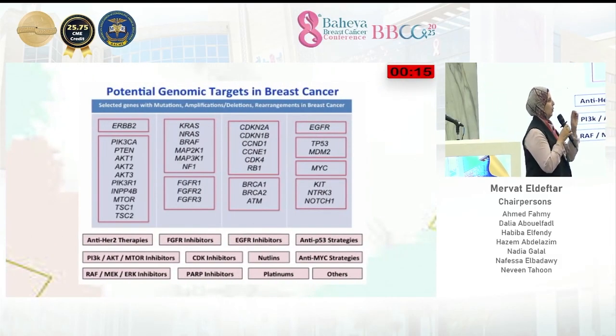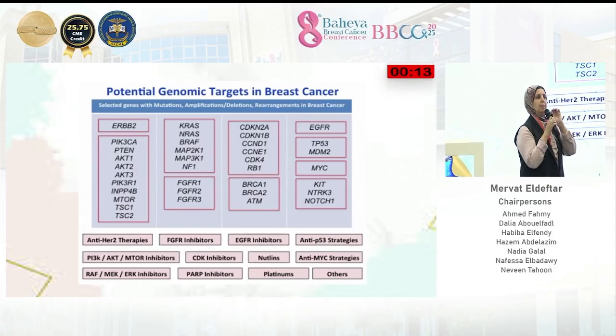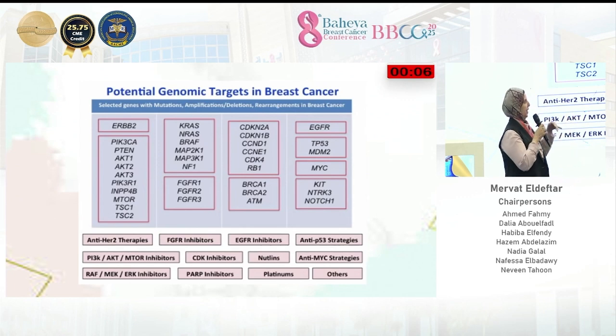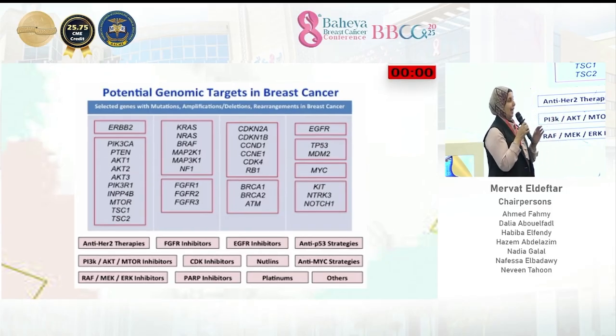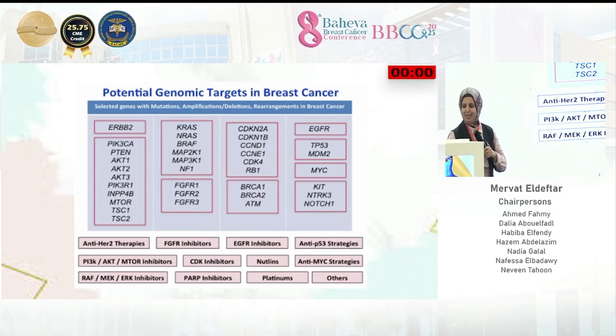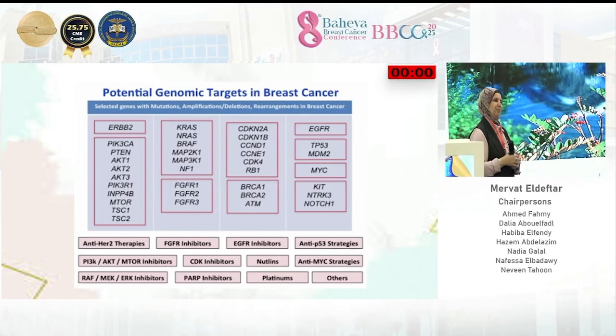That's why we understand now what big NGS panels should contain. It should contain all the genes we talked about. In big NGS panels, they take all the genes that are implicated in cancer and perform an assay for them. Thank you so much.